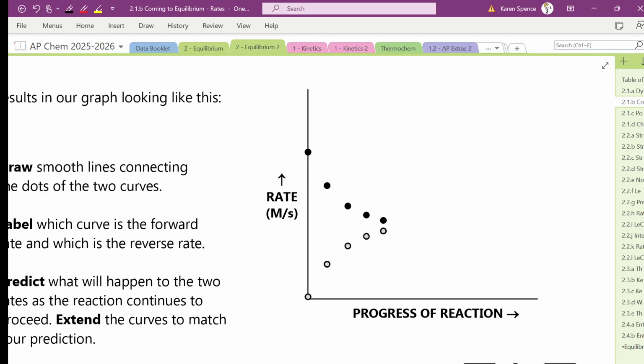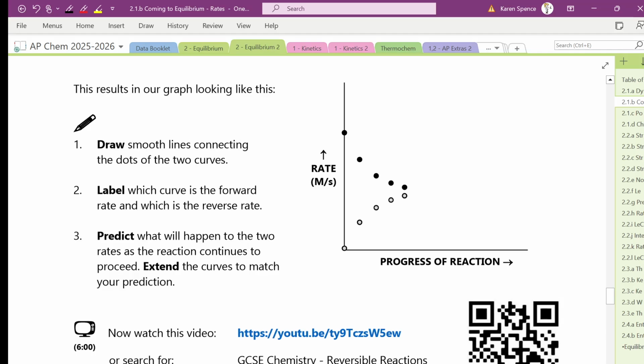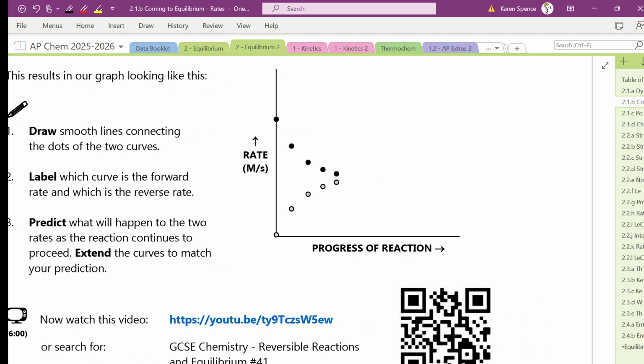And again, we can see that on the graph. And oh, look, just as you predicted, they are going to get closer and closer and closer. So we're going to draw smooth lines connecting the two curves. We're going to label the forward and reverse rate curves and predict what will happen as the two carry on. Okay, so we've got our forward rate, and we have our reverse rate.